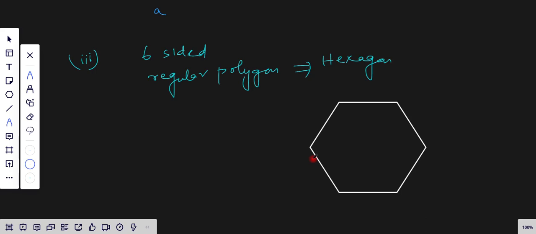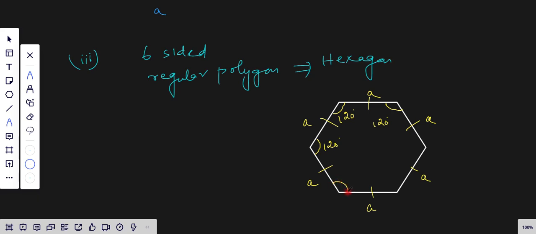Now all these sides are equal. Let's say this side is a, this side is a, this side is a unit, and all six sides are equal. And each angle is equal to 120 degrees. This angle is 120 degrees, even this angle is 120 degrees, this angle is 120 degrees.